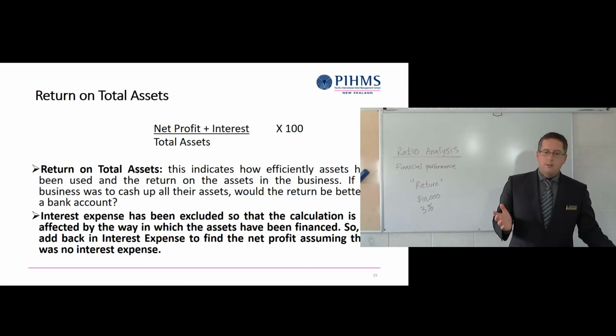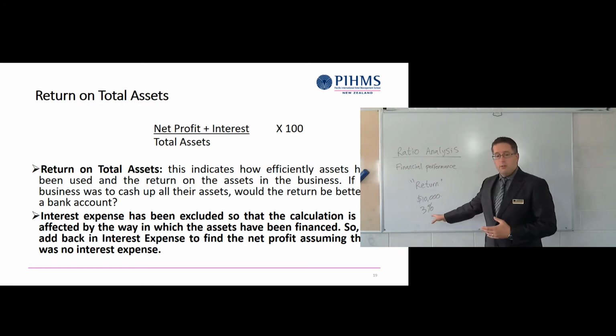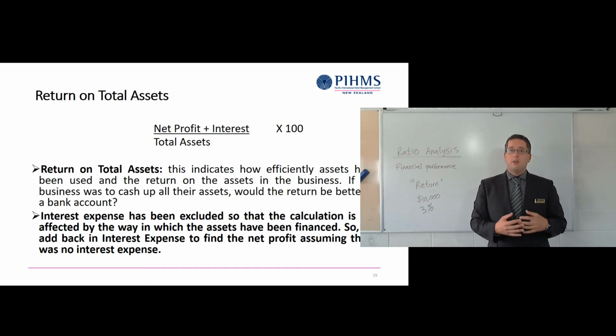So this looks at the assets that we have. What return are they getting? What return is it making for the business? And so it might be higher than that. I'd hope it would be higher, that the assets are actually generating a profit of more than that.